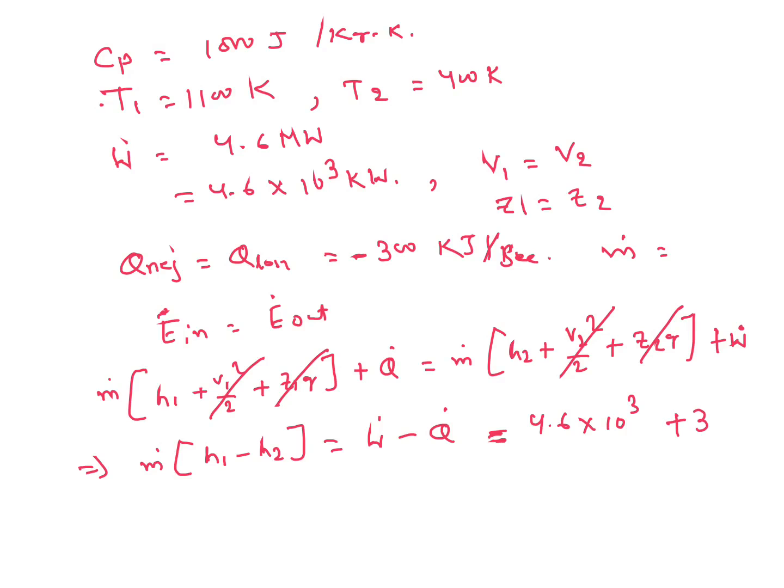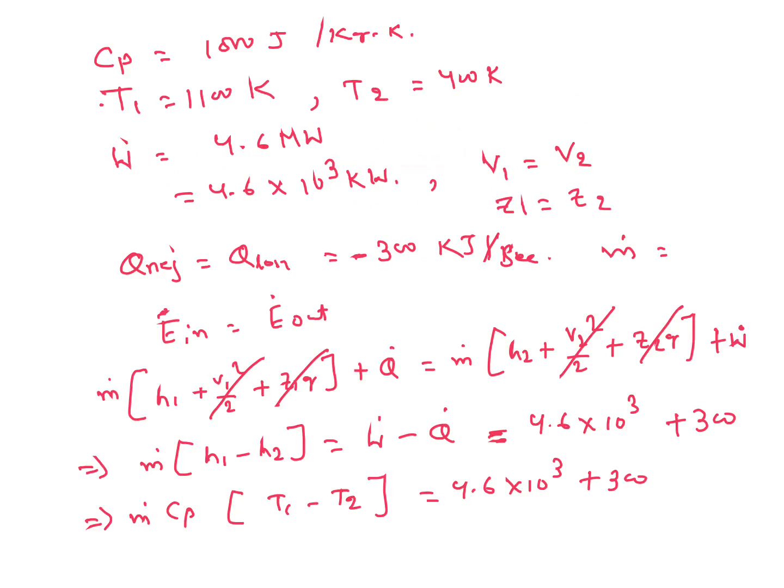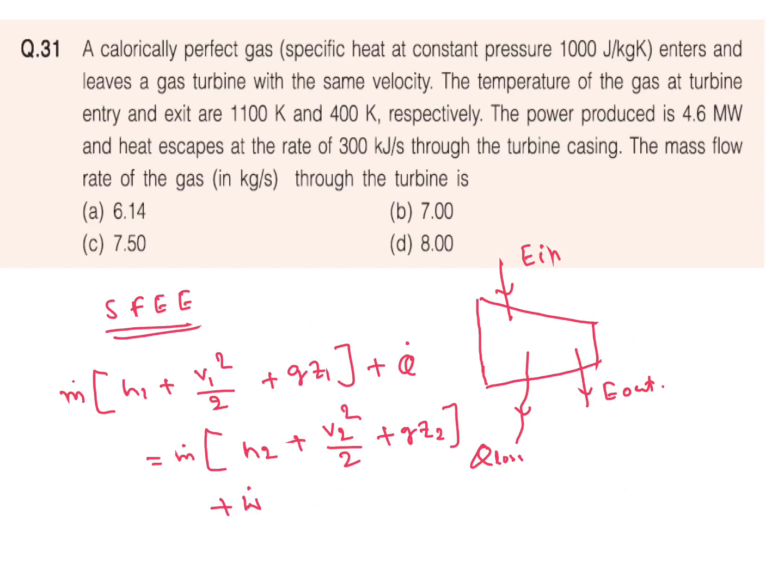So here we can write M dot Cp dT, M dot Cp (T1 minus T2) equals 4.6 into 10 to the power 3 plus 300. Put the values. If you put the values, finally you will get 7 kg per second. So from the options you have to check, B is the answer. This is a 2 mark question. Negative marking here is 0.66.